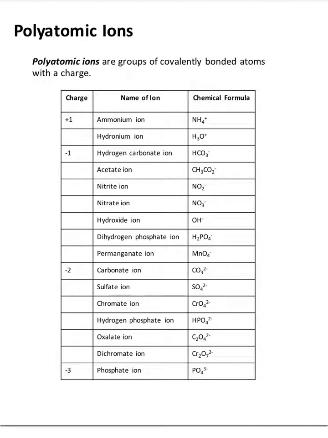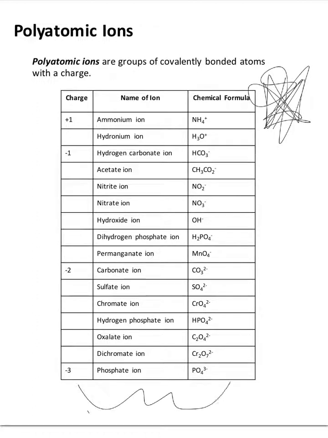Now, sometimes when we're talking about ionic bonds, the ionic bond involves what we call a polyatomic ion. Some of you may be familiar with this, some of you may not, but polyatomic ions are groups of covalently bonded atoms that carry a charge. What I've done here is list the charge of the ion, the name of the ion, and also the chemical formula. You would be responsible for knowing all three columns of this table, so you can't forget any of them.